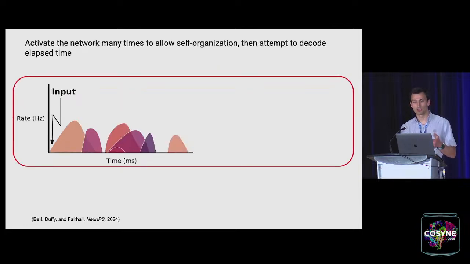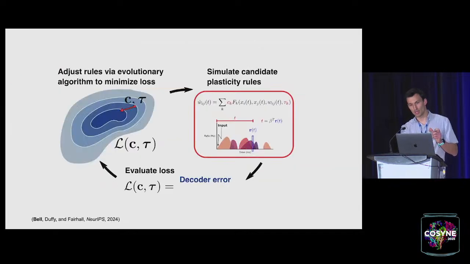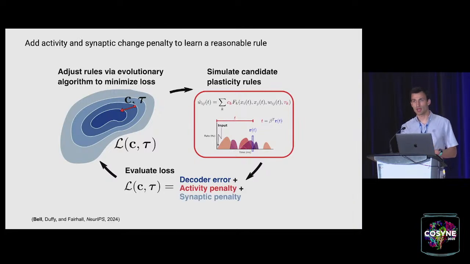In reality, we will stimulate the network many times, and then we'll use a late set of activations to train the decoder and an even later one to test it. And this decoder error becomes the primary term in the loss function. To this, we add penalties for activity and synaptic change, which we think of as energetic constraints on the plasticity being learned. And I'll mention that for the time being, we'll constrain ourselves to learning a rule just on the excitatory to excitatory synapses within this network.